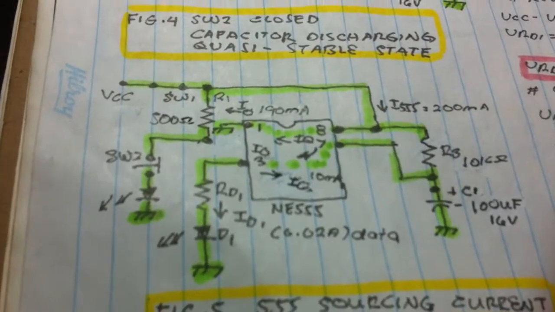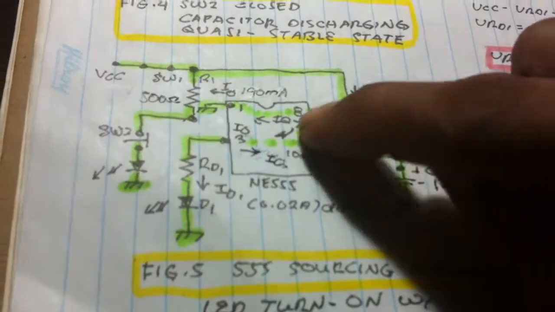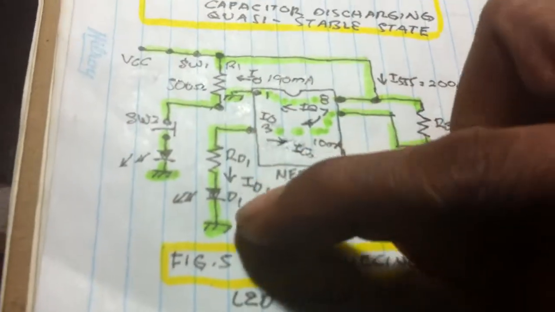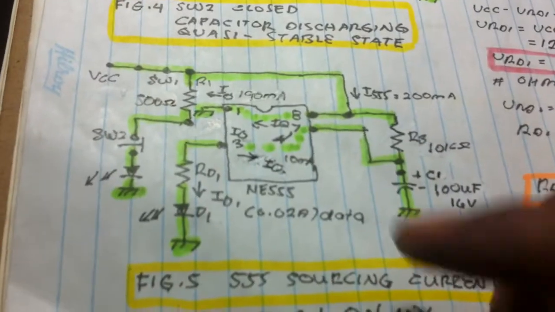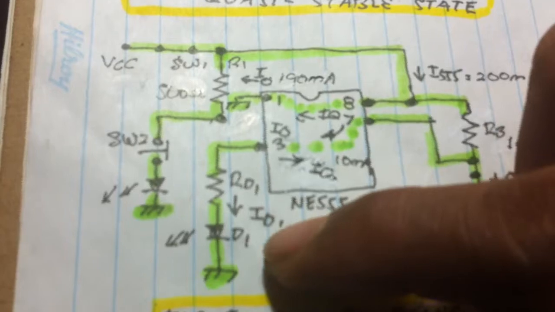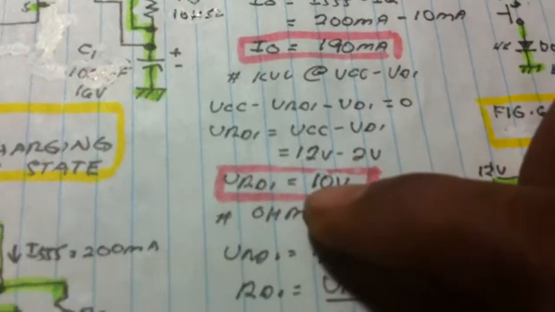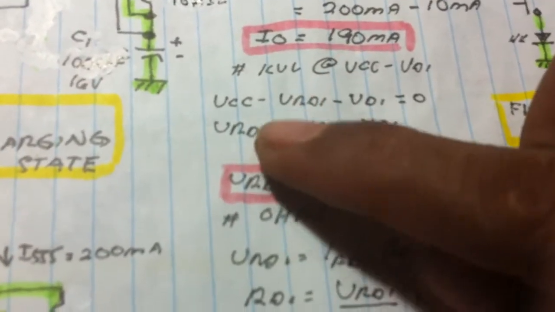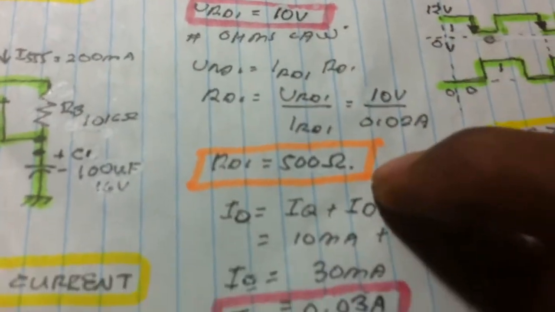What happened here is that the discharging action of the capacitor makes the LED turn on and then turn off after a delay. So let us now see the current flow at the output. We're going to compute the value of the resistor to limit the current flowing at D1, the output LED. Using KVL, VCC minus VRD1, VD1, the same computation: 10 volts, 500 ohms.